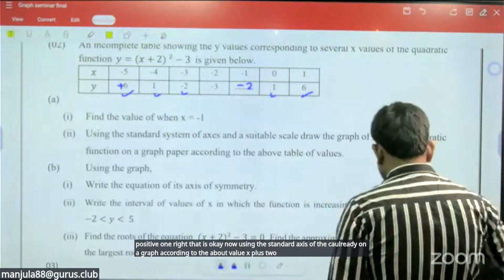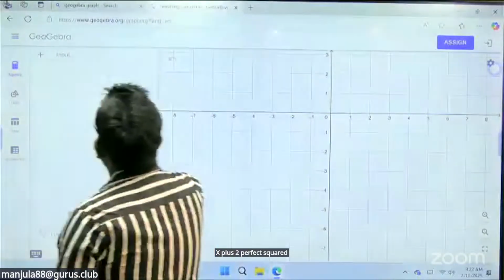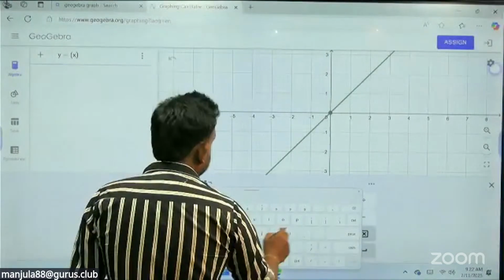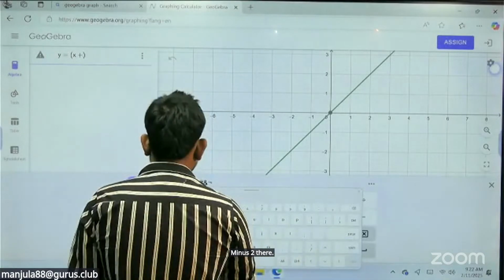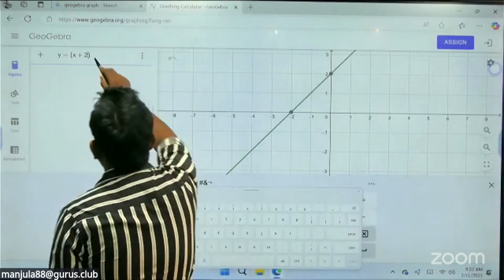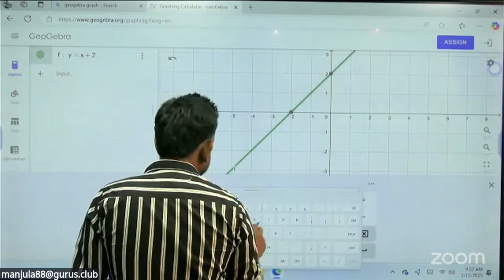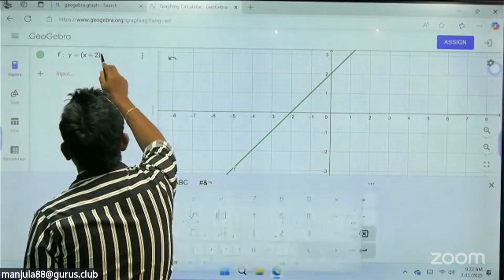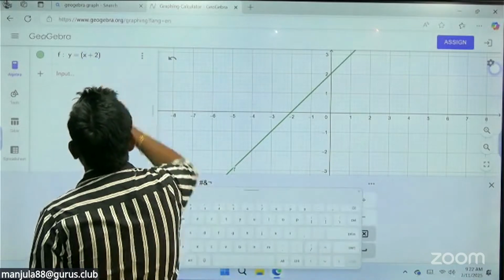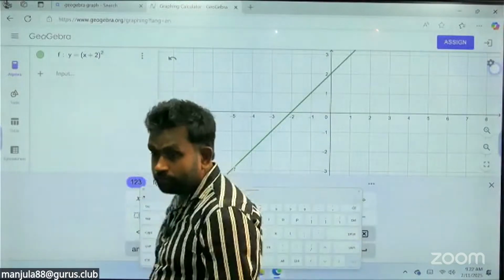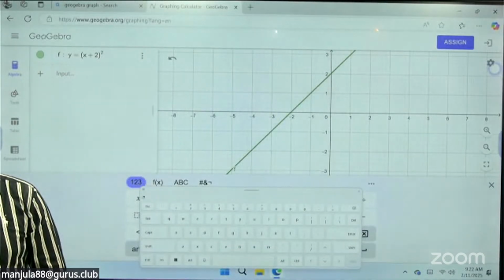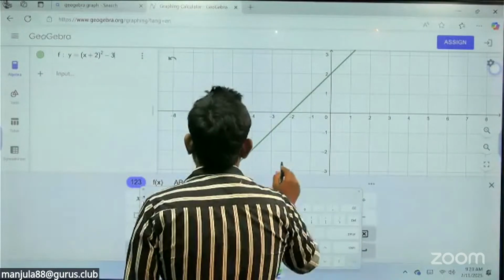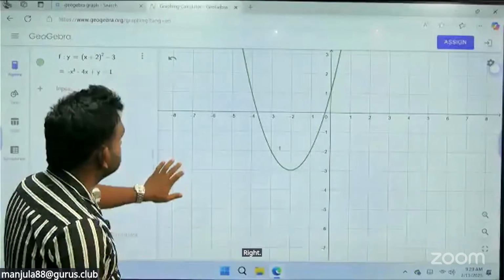plus 2 perfect squared minus 3. x plus 2 perfect squared minus 3, so I input x plus 2 perfect square, yes, minus 3. Right, now look at the curve. This is the curve.